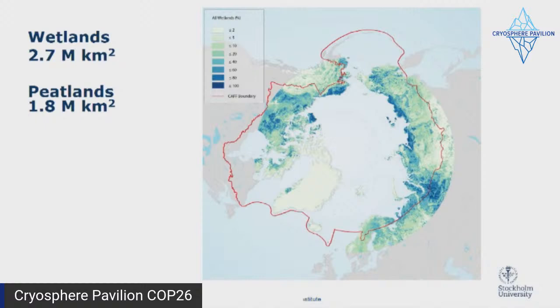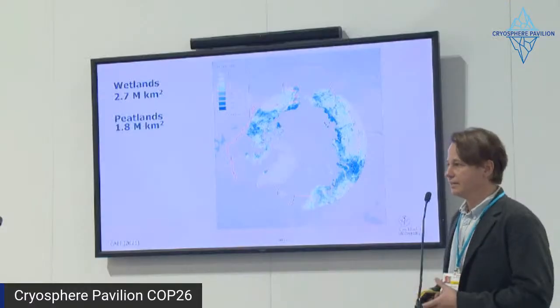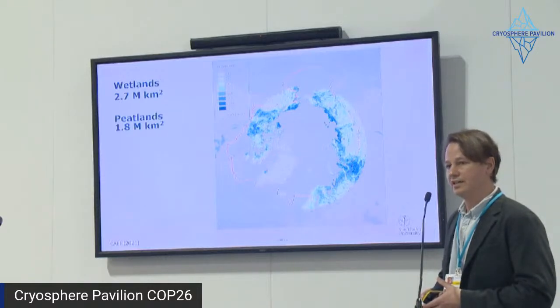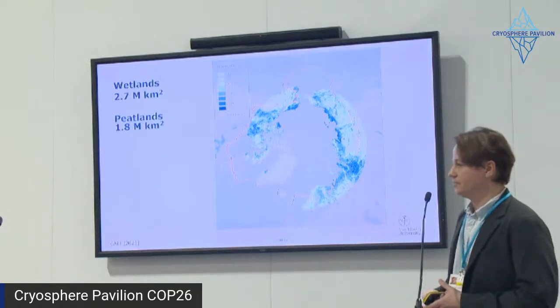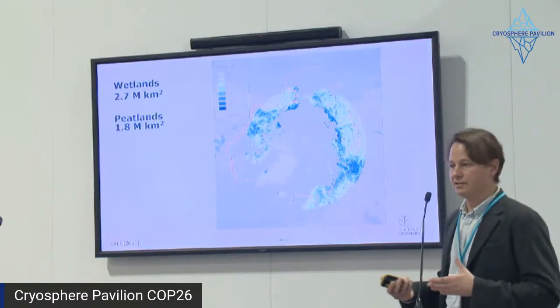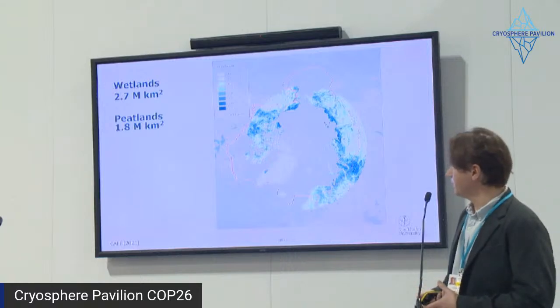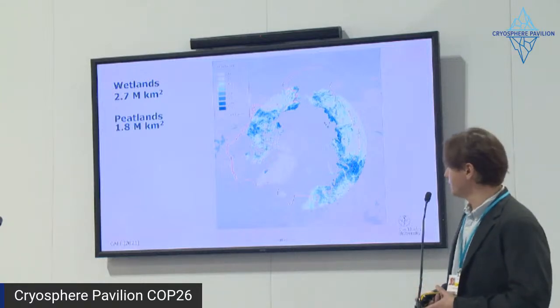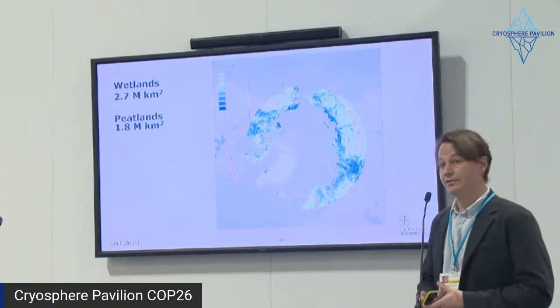You see the extent of the wetlands in the map here, and the red line outlines the boundary of the CAFF working group, the Biodiversity Conservation Working Group of the Arctic Council. That is their area of interest. Unfortunately, we didn't have map products that could align exactly to their area of interest, so we're missing products for some parts, especially in the US.